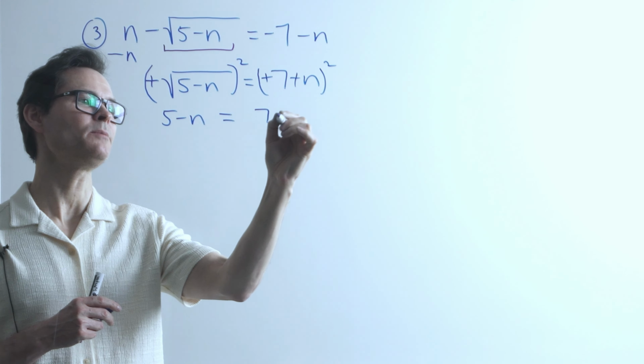And on the right-hand side, 7 times 7 is 49. And 7 times n is 7n, positive 7n. And n times 7 is again 7n. And n times n is n squared. On this side, I don't do anything. I just leave it as is. And you can see this has evolved into a square root, a quadratic.